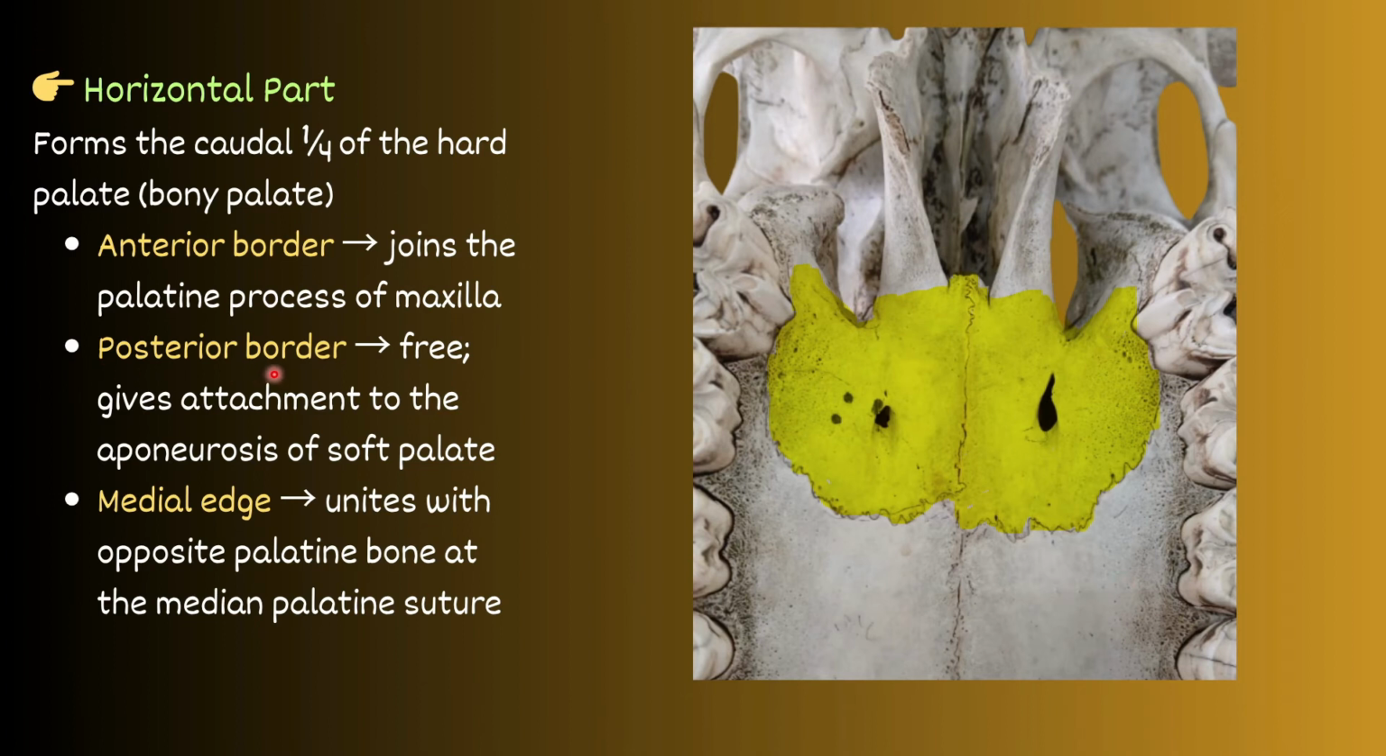Then the posterior border is free. This is somewhat free. It gives attachment to the aponeurosis of the soft palate. The medial edge unites with the opposite palatine bone at the median palatine suture. You can find this is the median palatine suture.